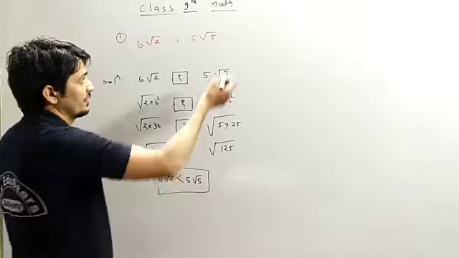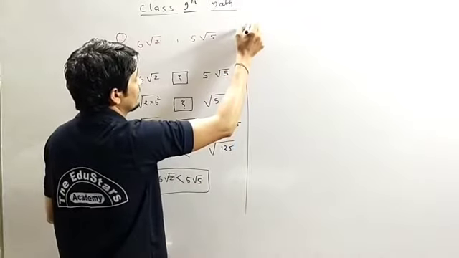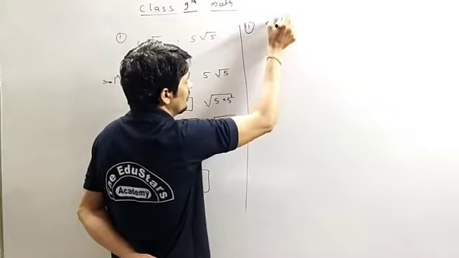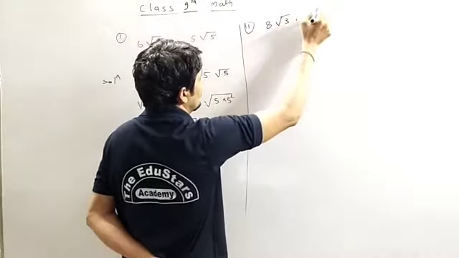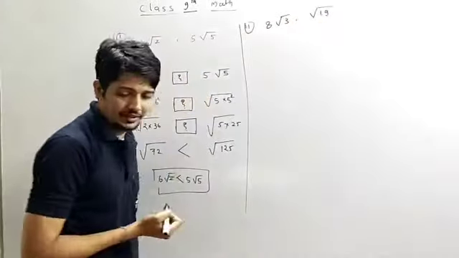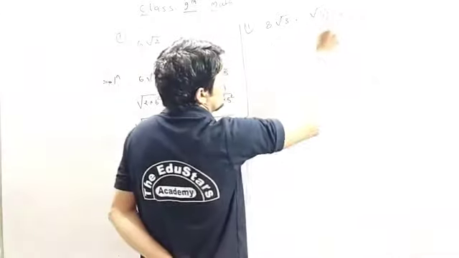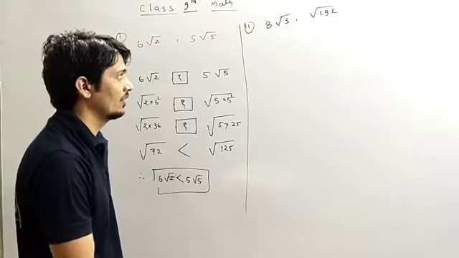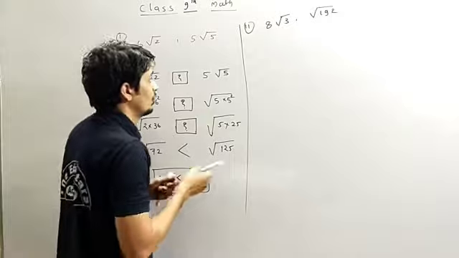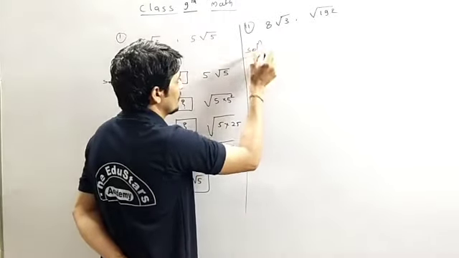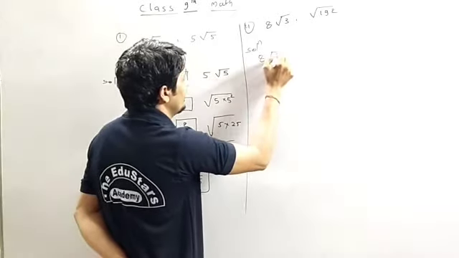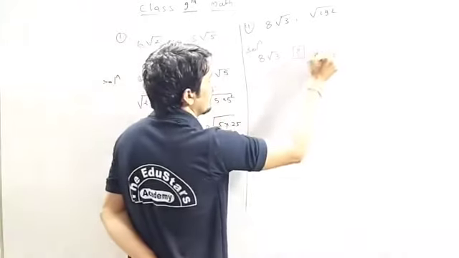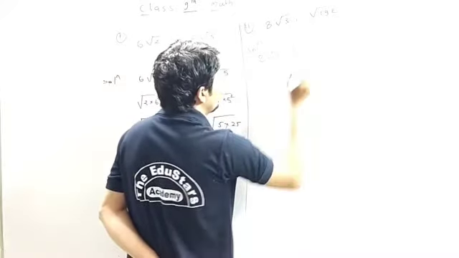Now, next question. The second pair is given as 8 root 3 and root 192. These are the pair of surds that we have to evaluate, to find which surd is greater or whether they are equal. Solution. So we have 8 root 3, and we don't know whether the surds are equal or not, that's why we are marking a question mark, and here we have root 192.